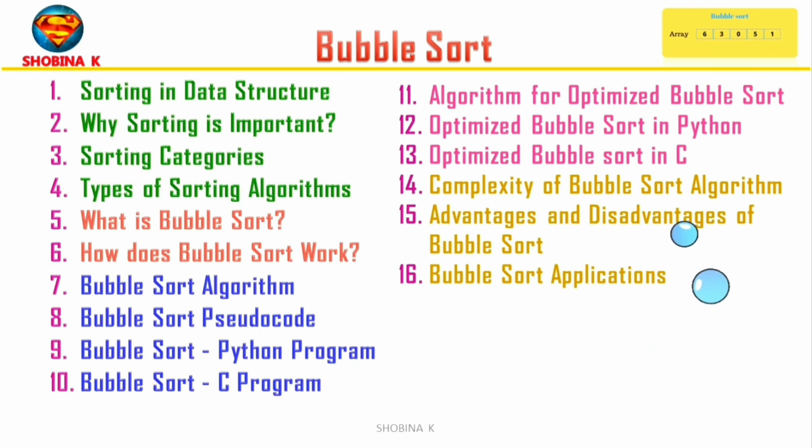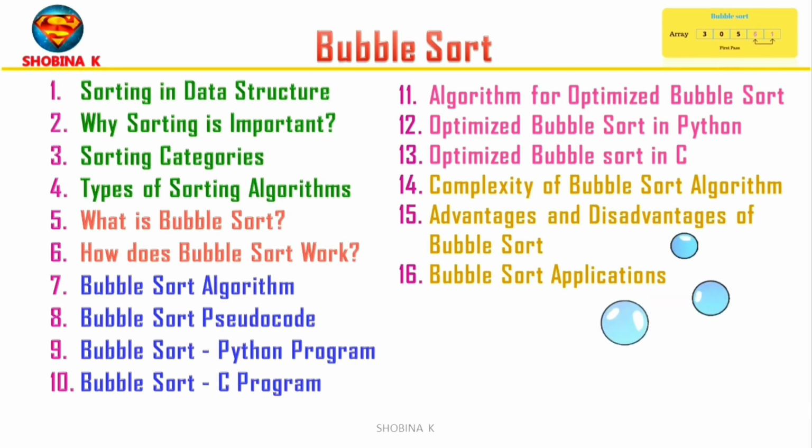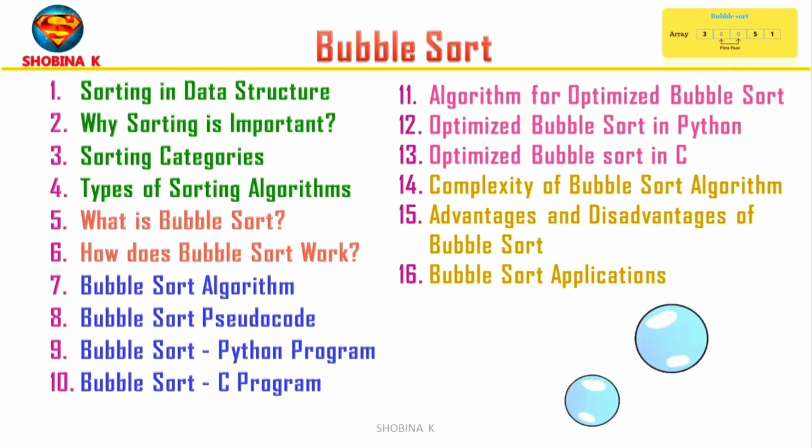And next, we will see the pseudocode for bubble sort algorithm. After which, we will see the Python code which implements the bubble sort algorithm. And then we will see how to implement the bubble sort in C programming. Thereafter, we will see the algorithm for optimized bubble sort. After that, we will understand how to implement the optimized bubble sort in Python as well as in C programming. Following this, we will see the complexity of bubble sort algorithm. Thereafter, the advantages and disadvantages of bubble sort. And finally, the applications of bubble sort algorithm.